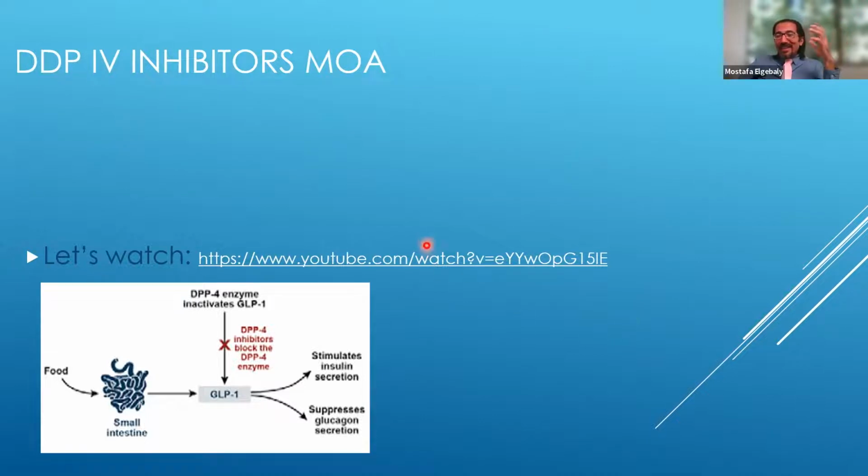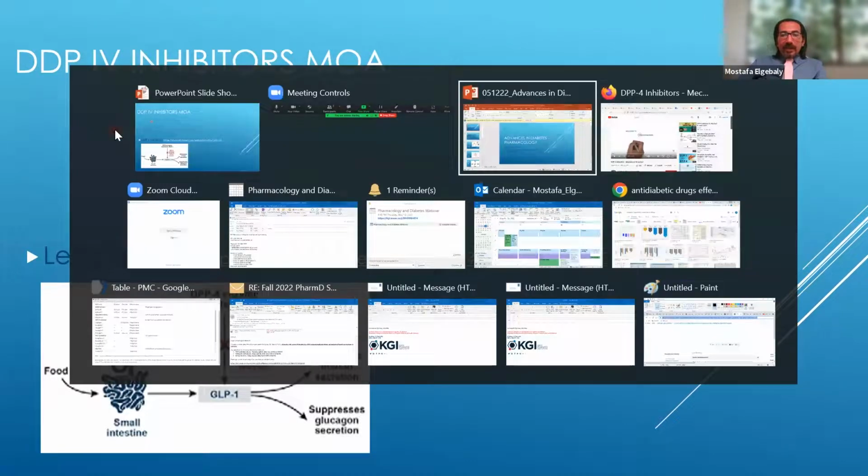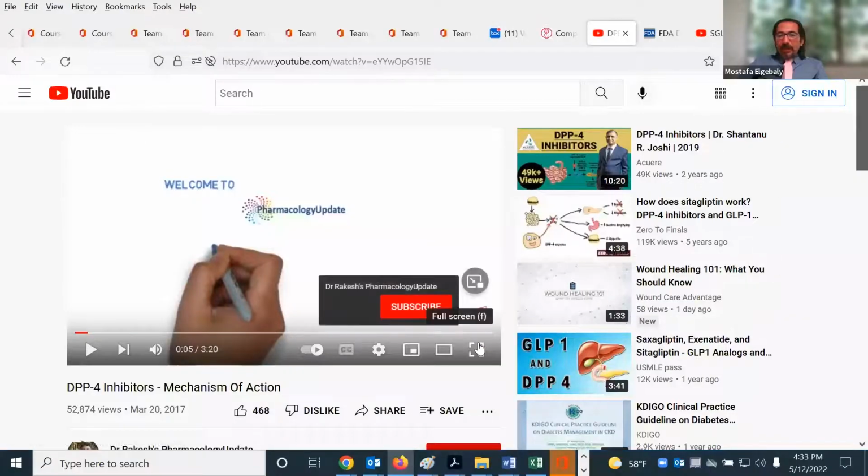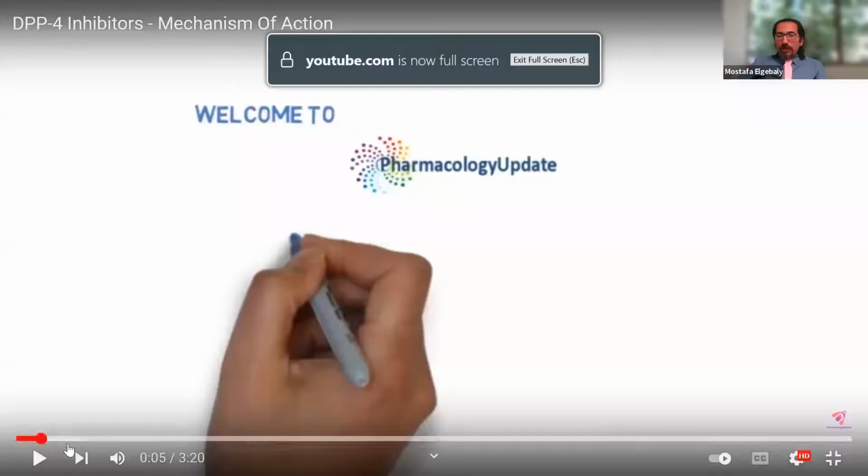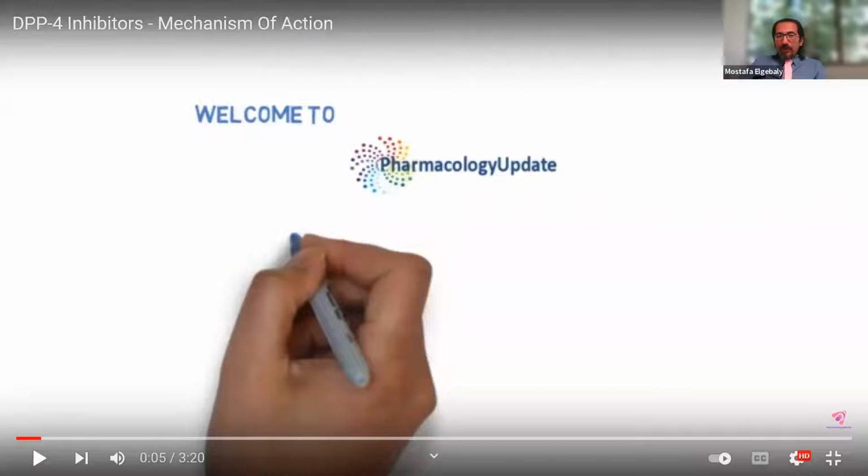So this is again just a framework presentation, but a typical slide will have like, I don't know, 12, 14 lines that explain the mechanism of action in detail. So let's see how the gliptins work to treat diabetes. Okay, can you see the YouTube? Yes, we can see it.